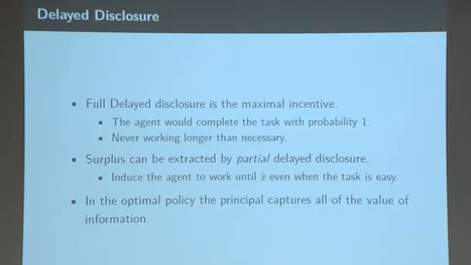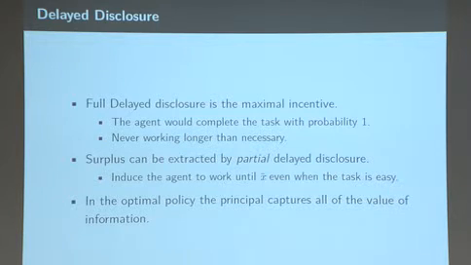Now, the maximal incentive, the most valuable carrot the principal could use to try to get the agent to start working is full disclosure. Okay? At time x lower bar, the principal tells the agent exactly how difficult the task is. Okay? In that case, the agent would complete the task with probability 1, okay? And he would never work any longer than necessary. If he finds out the task is easy at time x lower bar, he quits. If he finds out the task is difficult, he works exactly the additional effort required and completes the task.